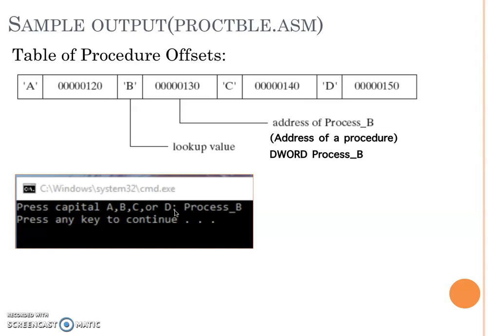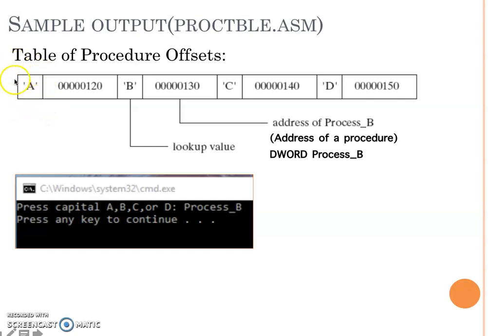In order to fulfill this task in assembly language, the first thing we need to do is create a table of the procedure offsets. What does that mean? I need to have a table that looks like this. My table is kind of an array. So what does this array contain?